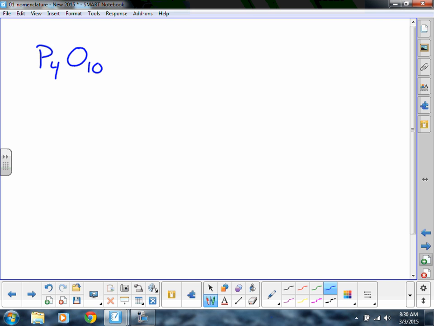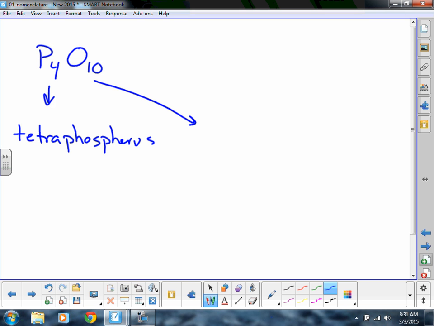P4O10. The P, of course, is phosphorus. But this time we see that there is a 4 on there. So we do have to start with a prefix, and the prefix for 4 is tetra, so this would be tetraphosphorus. And then the O part, we have oxygen, so we can use oxide, but the prefix for 10 is deca. But again, oxygen starts with a vowel, so we're not going to put decaoxide, we're going to put decoxide. Spell it right here.